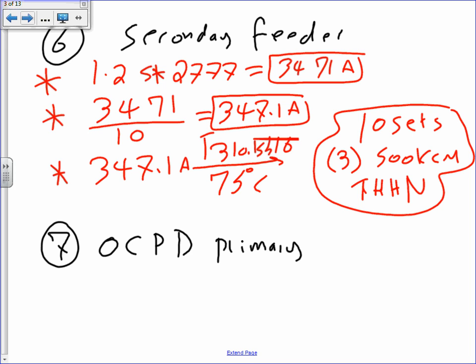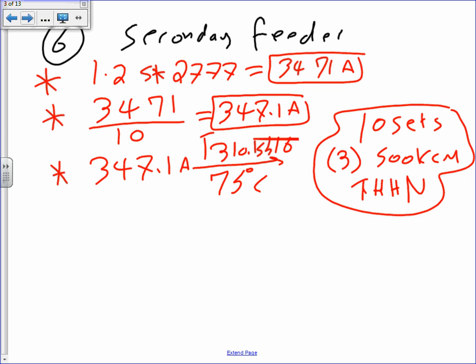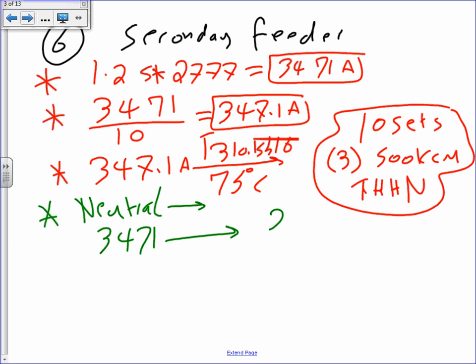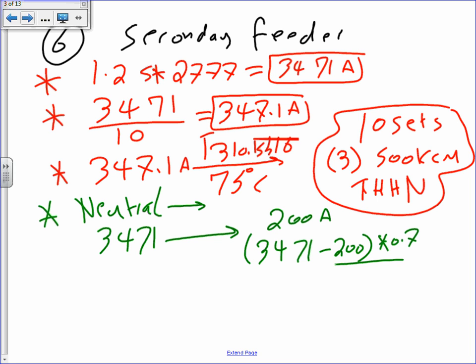Okay. I'm going to move this overcurrent protection device down a little bit, and so I can do the neutral. The neutral, I'm going to do it with the green. For the neutral, I use the same value that we did for the phase, guys. I'll start with 3471. The first 200 amps, what do you do with them? Leave them alone. Anything higher than that, what do you do with them? 0.7, and give me the answer.